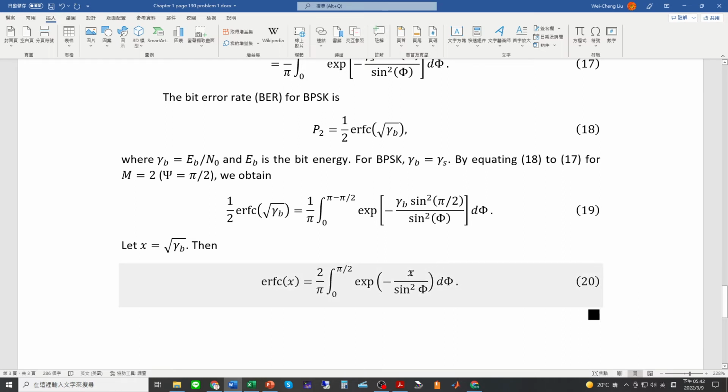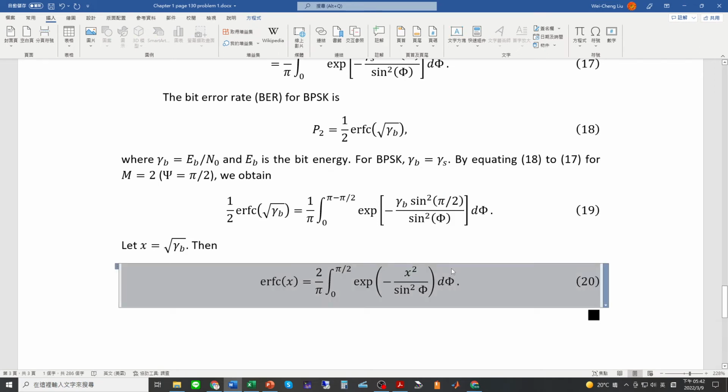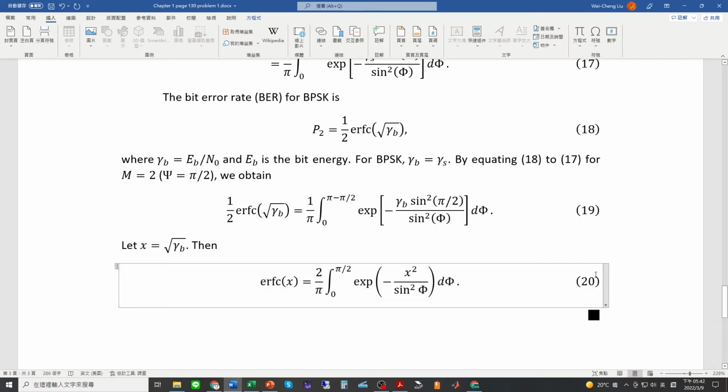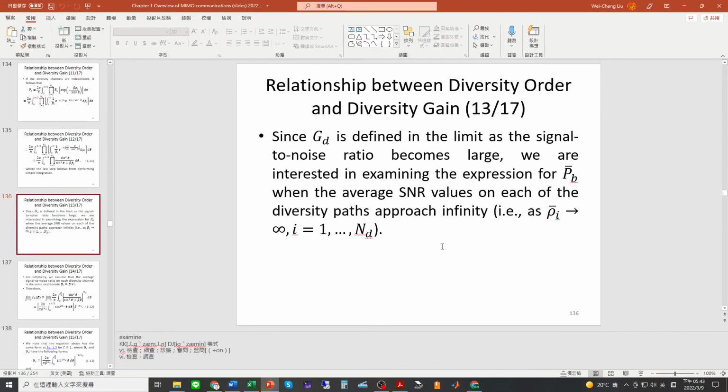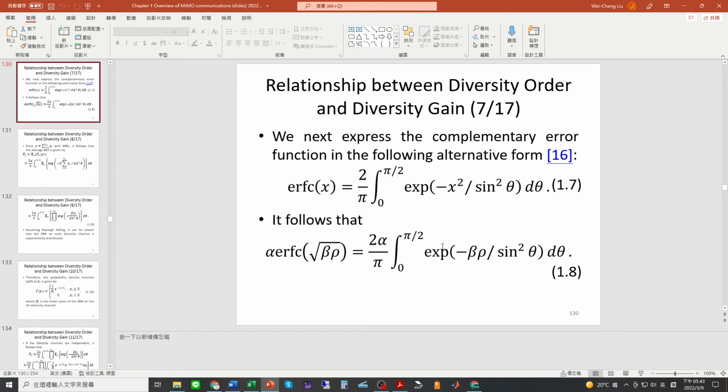Sorry, this should be x squared. I forgot it. Okay, so let's go back to the slides. So we have proved equation 1.7.